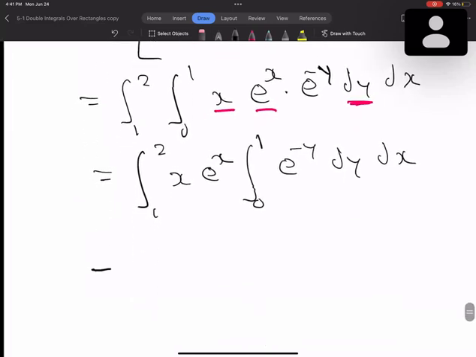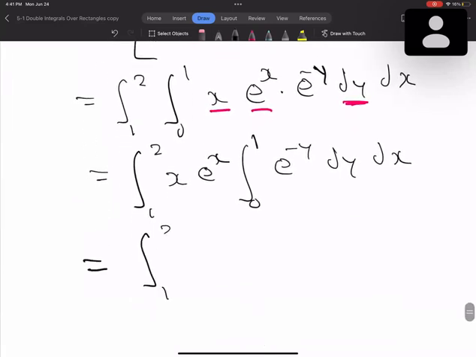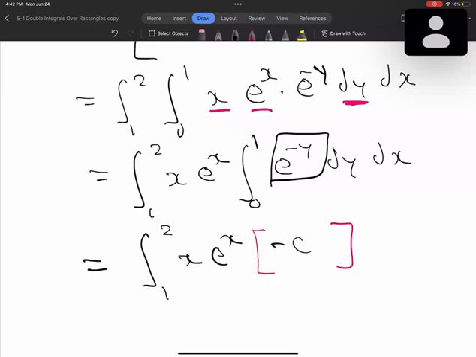And now I find my integral. What is my antiderivative of e to the minus y? Minus e to the minus y. Minus, yes. Minus e to the minus y dy dx. And this has to be evaluated between 0 and 1.